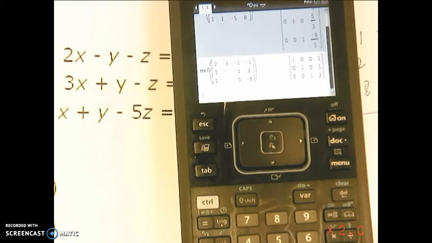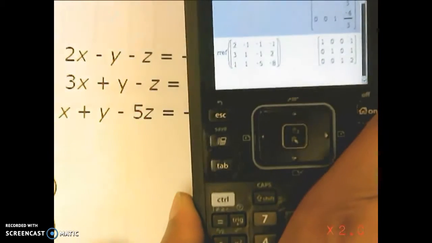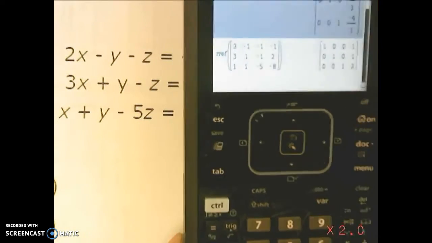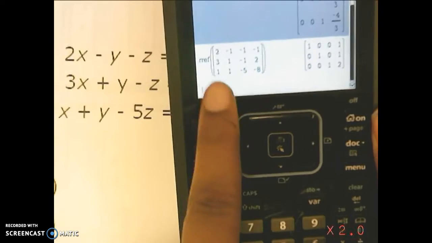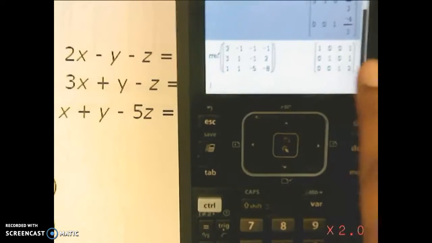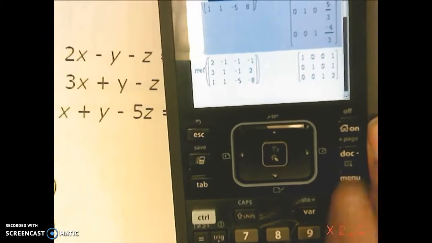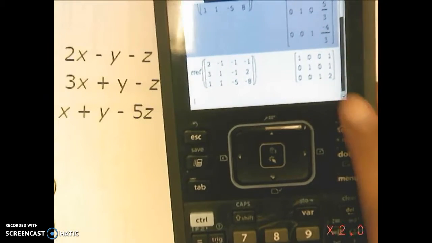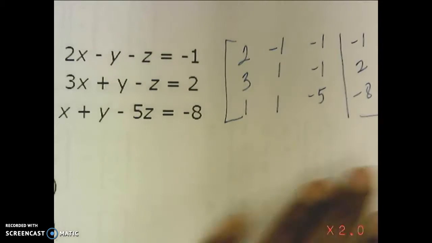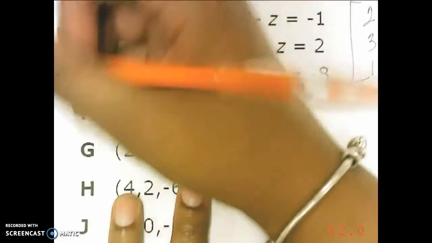Okay, now what you can see here, this is the calculator screen. There's a glare on it, but I typed in the augmented matrix. I used reduced row echelon form, and my solution is here. That means if I was to graph all 3 lines, they would all intersect at (1, 1, 2). So my final answer on this question should have been F.